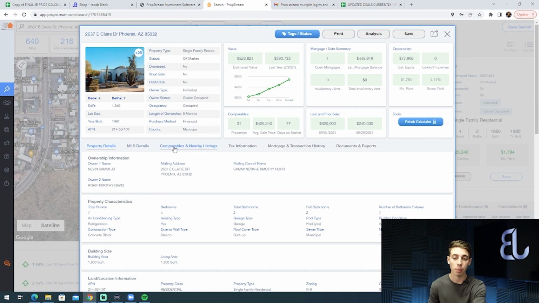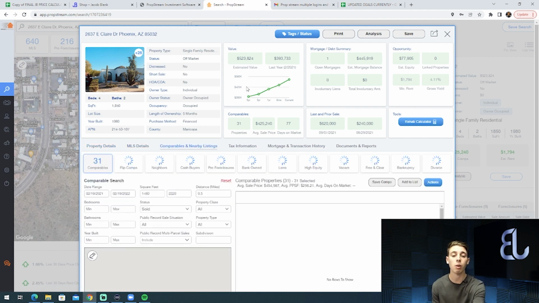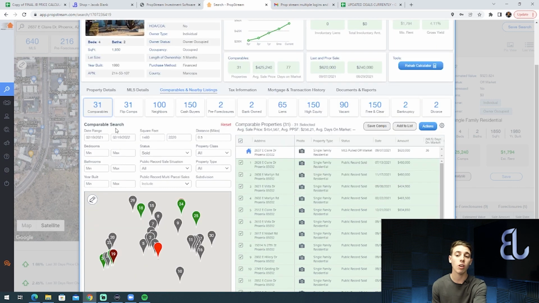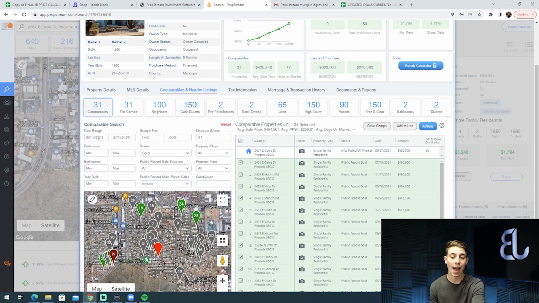And now when we go to comparables and nearby listings, this is where we are able to pull our comparables. It's going to automatically plug in a year back of sales, and it's going to plug in plus or minus 20% in square footage. So that way you're only looking at comparables that are smaller by 20% or bigger by 20%. If they're any bigger by appraisal standards than 20% or any smaller by appraisal standards than 20%, then it won't be a comparable property. You also don't really want to go further than a mile, and it's always good to start at half a mile. So it's starting you off like that.